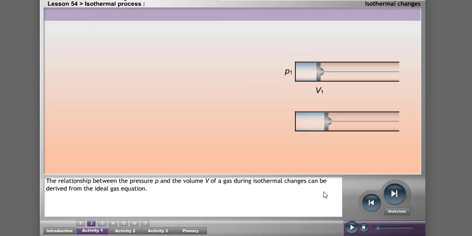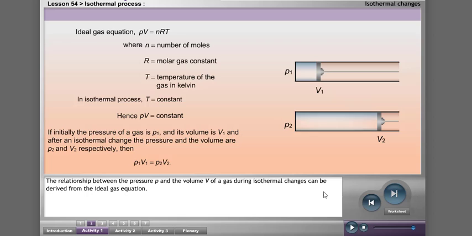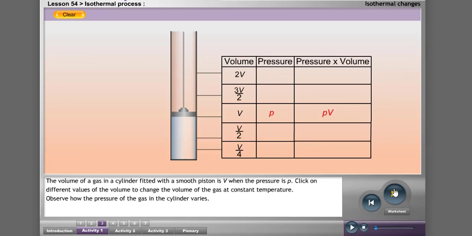The relationship between the pressure P and the volume V of a gas during isothermal changes can be derived from the ideal gas equation. The volume of a gas in a cylinder fitted with a smooth piston is V when the pressure is P. Click on different values of the volume to change the volume of the gas at constant temperature. Observe how the pressure of the gas in the cylinder varies.